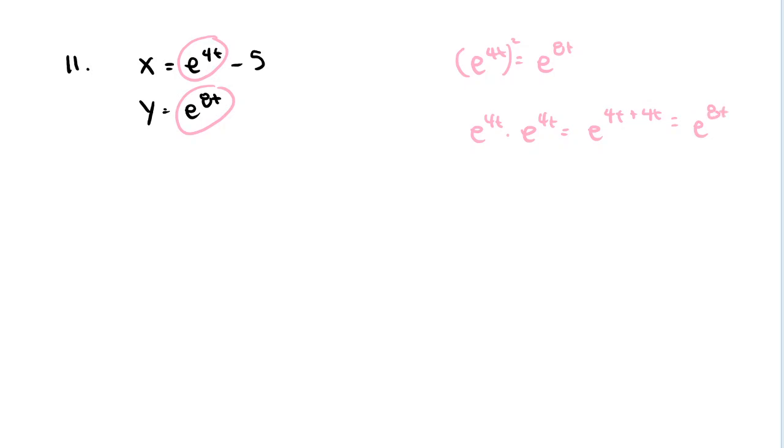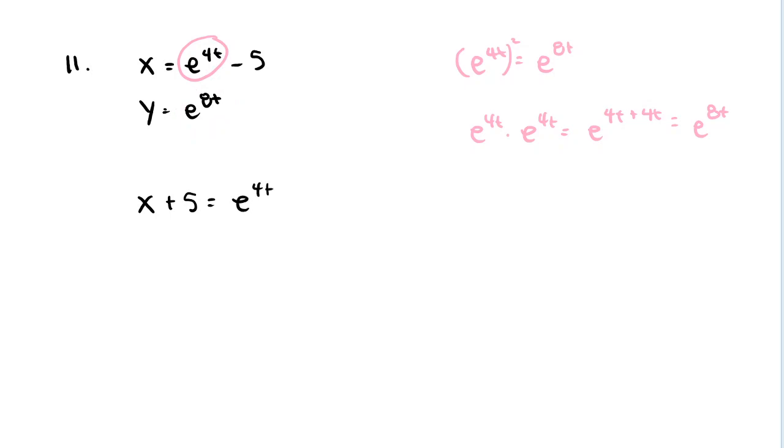So, these two equations we have for x and y are very, very similar. They're very related to one another. Let me isolate that e to the 4t and see what I can do to get rid of these t variables. So here, if we add 5 to both sides of our x equation, we get x plus 5 is equal to e to the 4t.